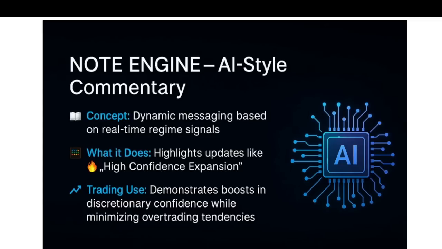Lastly, there's something called a note engine. It's an AI style commentary which takes into account all the factors which we spoke of till now and gives you dynamic feedback. It shows you something like high confidence expansion or whipsaw risk, now reduce size. So in simple English, when there is one line, this helps you to act decisively without overthinking.